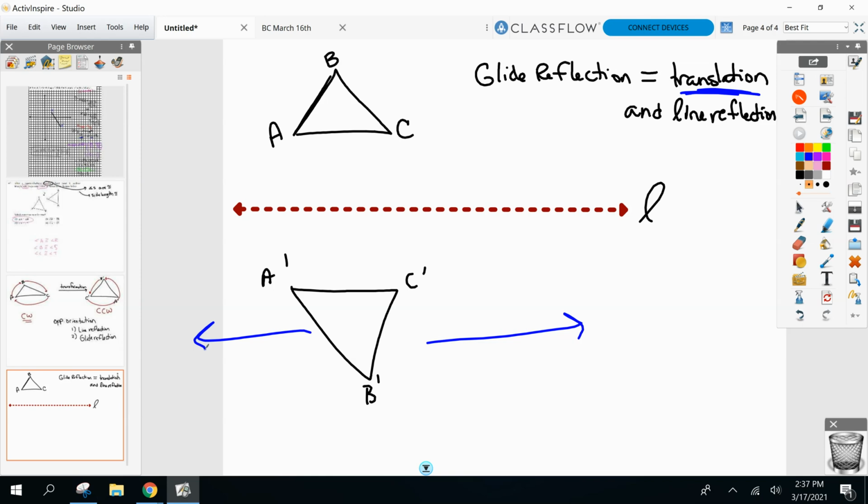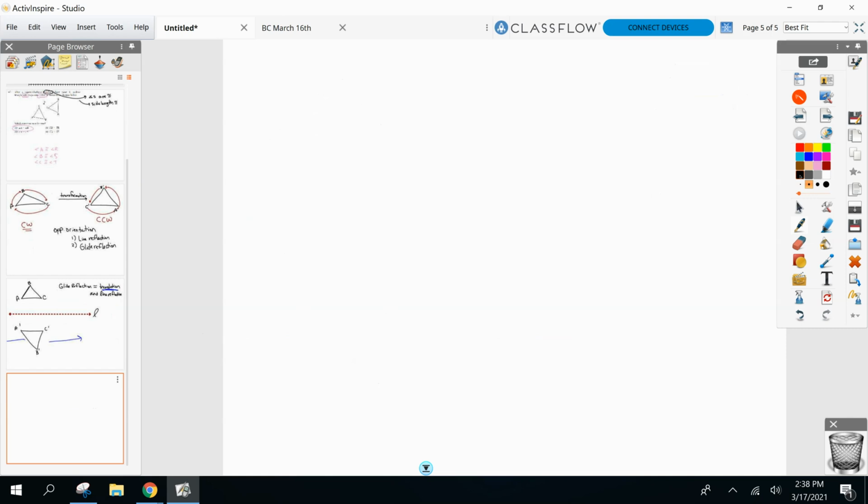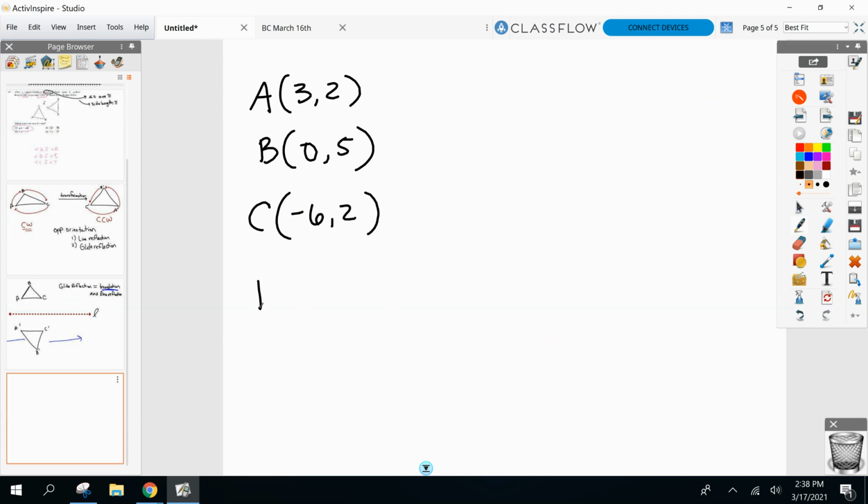What else, guys? Let me take a look at invariant points. Sure, points that don't move. All right, I perform a transformation. So let's just say I've got point A is (3, 2), point B is (0, 5), point C is (-6, 2), and point D is (-3, 0). Not D prime, sorry, just D.